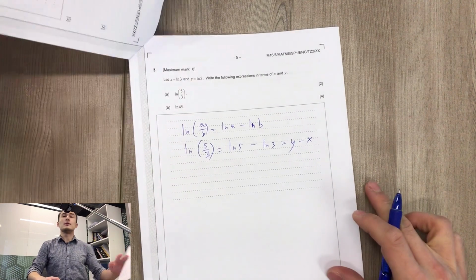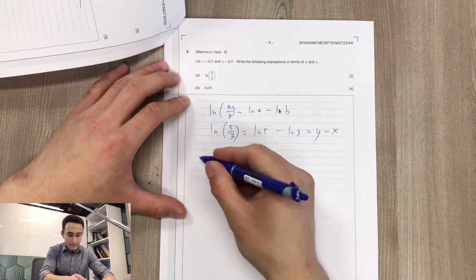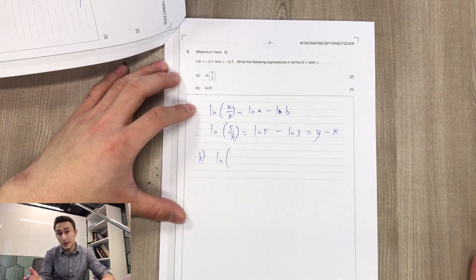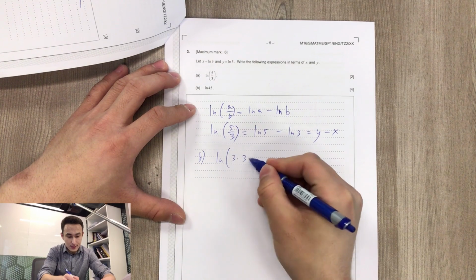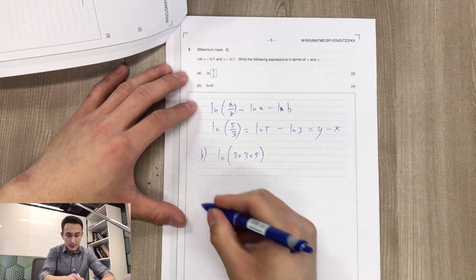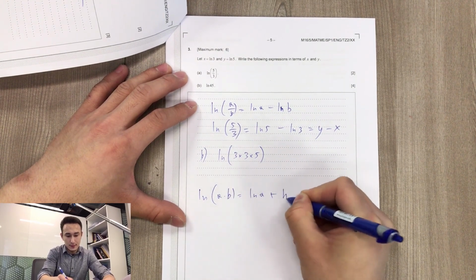Seems like I moved too much to the right. So, part B. ln 45. Now 45 is going to be 3 times 3 times 5. 3 times 3 times 5 is 45. And we're going to use this rule: ln of a times b is equal to ln a plus ln b.